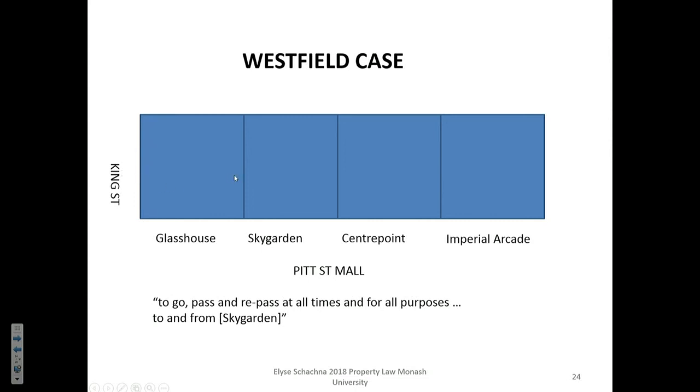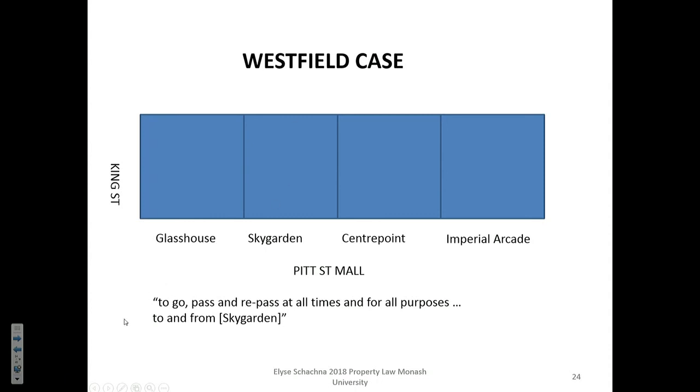Sky Garden, go under Sky Garden to access, go through Glasshouse to access Sky Garden, but the easement only allowed that and nothing more. Anything else would be in breach of the easement and in breach of the scope, and therefore would be actionable. So what we get from this case is there was a valid easement, a registered easement.